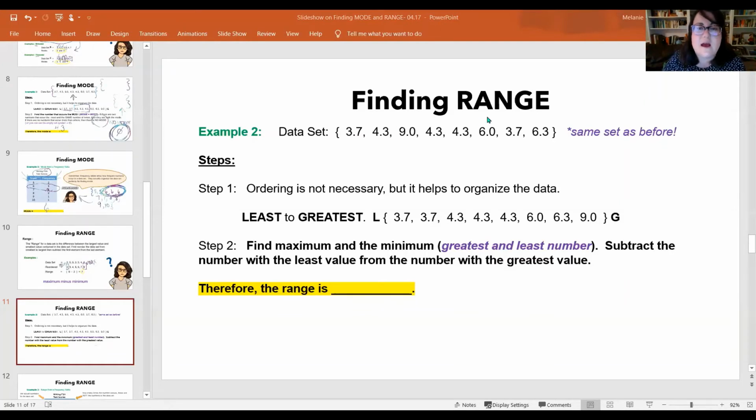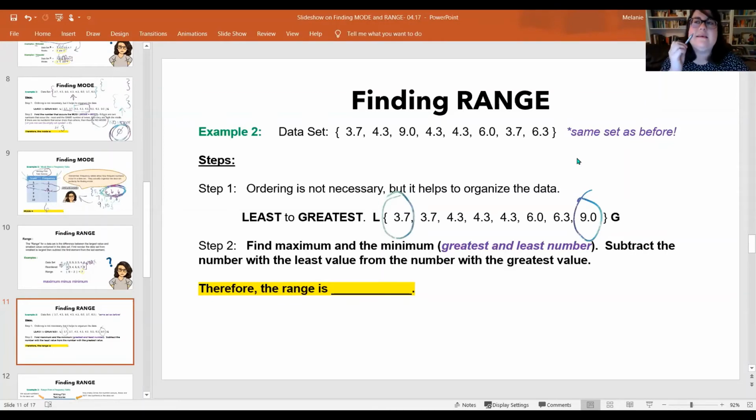So let's go down to finding the range again with the second example. This example is the same set that we used before when we were finding the mode. So I figure I would just go ahead and use the same set so that we can see what the range is. All right, so in this case, ordering is not necessary, but it definitely helps you organize the data. So I went ahead and ordered these, and you see that the minimum is 3.7 and the maximum is 9.0.